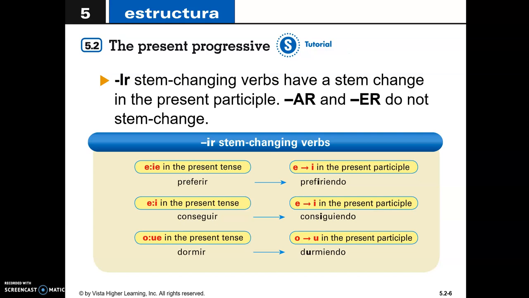If we're talking about an AR verb or an ER verb that is a stem changer in the regular present tense, we are not stem changing them in the present participle. So that means that almorzar, which is an AR verb and usually a stem changer, will simply be almorzando. No stem change, nothing special that we have to worry about there.